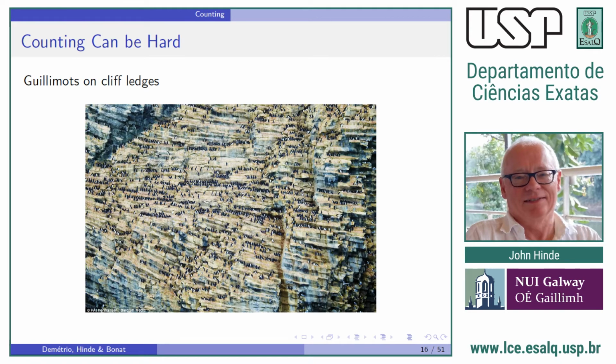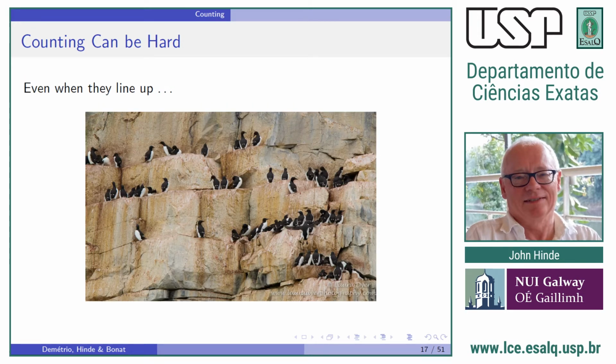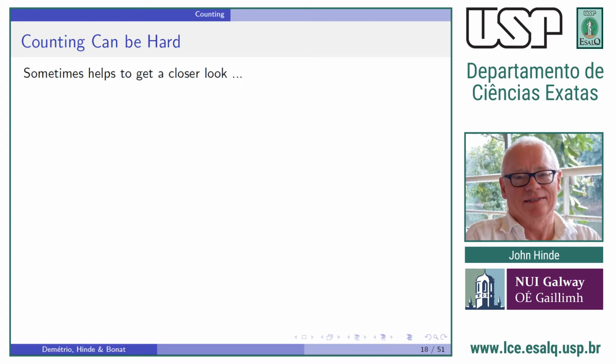There's some birds. Many years ago, I used to go with a friend, and they used to count birds like this on cliffs. It's very, very hard. They help. They do line up. They sit on ledges so you can count them. But even then, they hide and they move. Quite hard. Sometimes you can get closer, or you have binoculars, or it helps to get a closer look sometimes.